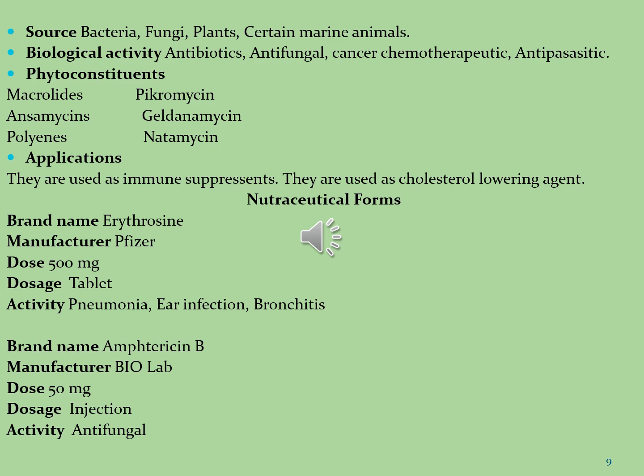Polyketides also have some biological activities, and they work as antibiotics, antifungals, cancer chemotherapeutics, and antiparasitic agents. So you can see over here some important phytoconstituents: macrolides, ansamycins, polyenes, picromycin, geldanamycin and natamycin. Now we discuss their uses and importance turn by turn. So the first molecule is macrolides.